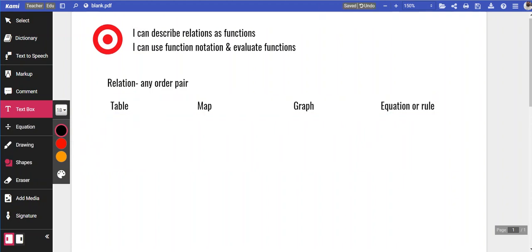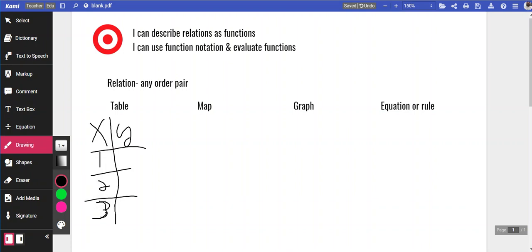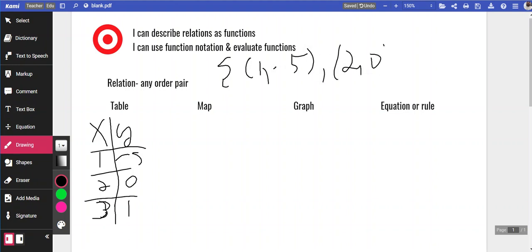If you're going to do it as a table, it literally is something like, you have an X and a Y. So if you have like one, two, say three, and then this is like negative five, zero, and one. And of course, when we say an ordered pair, you can also write it as one comma negative five, 2 comma 0, 3 comma 1. So you can write it, and that's a relation.